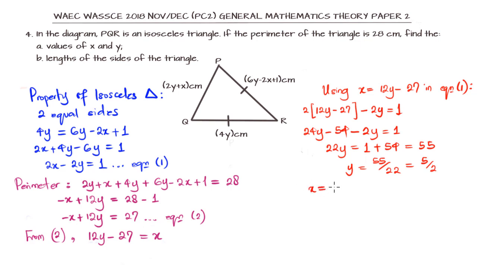Then x, initially we got it to be 12y minus 27. So if we put in the value of y, that will be 12 multiplied by 5 over 2, minus 27. And 2 can go into 12, so we have 6 times 5 is 30, minus 27. And x will be 3. So we've been able to find the values: x is 3 and y is 5 over 2.